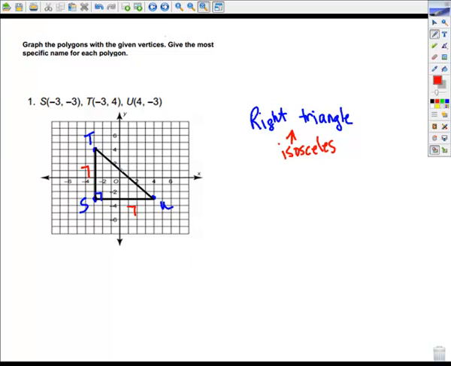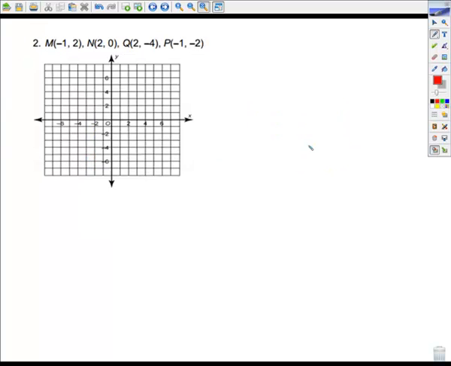I don't need to find the distance from T to U because I could not have this be an equilateral triangle. Remember, in an equilateral triangle, all three sides and all three angles are the same. But in an equilateral triangle, all three angles are always 60 degrees, no matter how big or how small the triangle is. So I can stop right here. It's a right isosceles triangle.